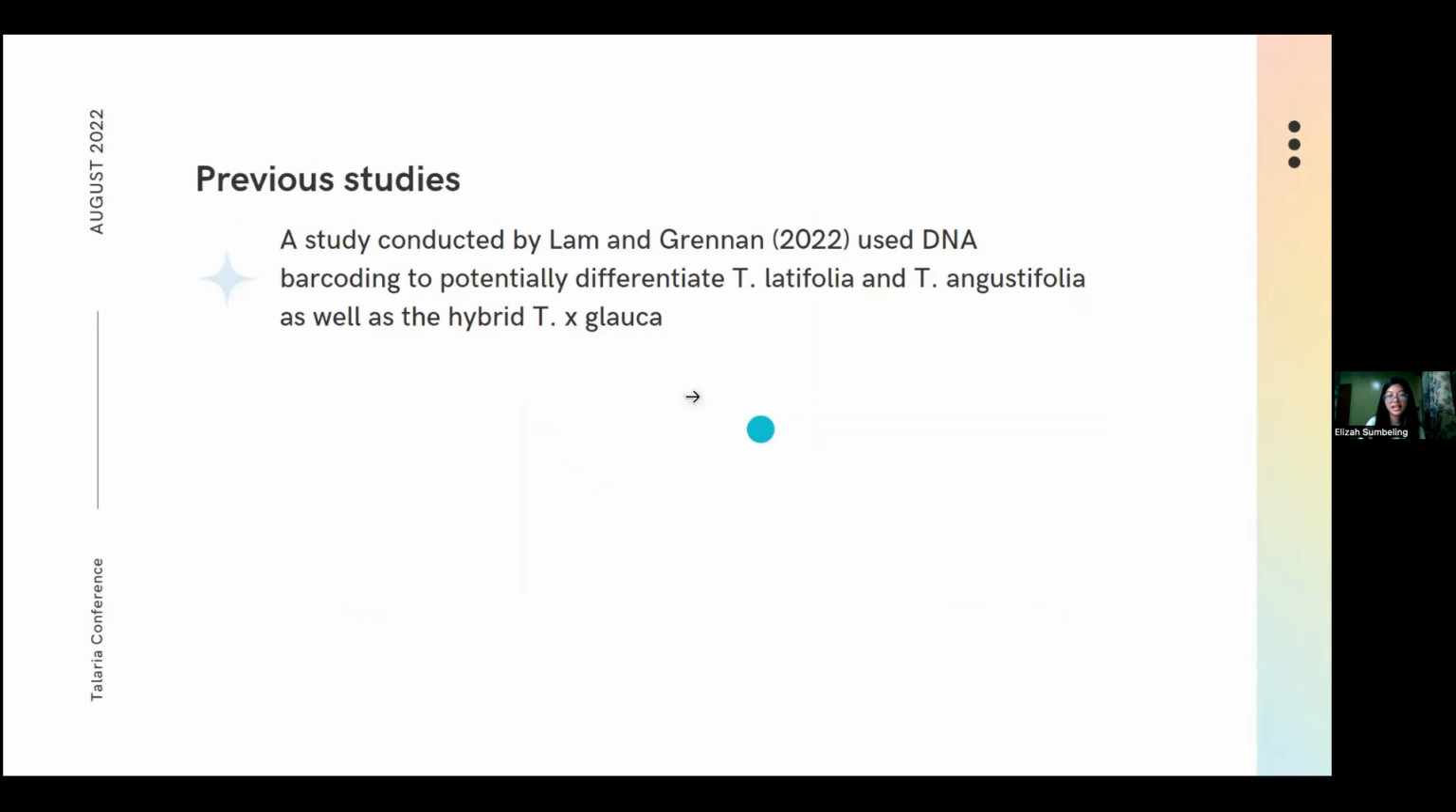So in previous studies conducted by Lam and Drennan, they used DNA barcoding to potentially differentiate T. latifolia and T. angustifolia, as well as the hybrid T. x glauca, which is a cross between these two parent species. So DNA barcoding uses short DNA sequences amplified using PCR from a defined region of the genome. These genetic barcodes can allow species-level identification. Although DNA barcoding is a valuable technique for species identification, it can get pretty costly.